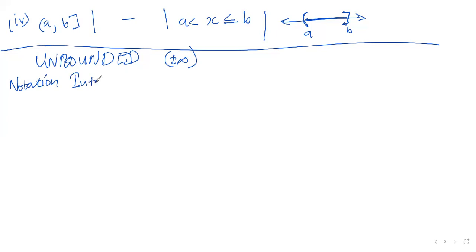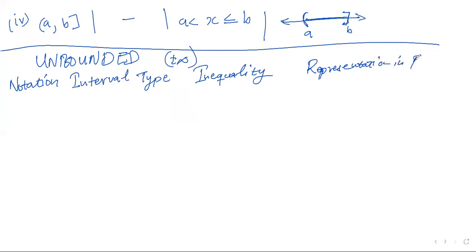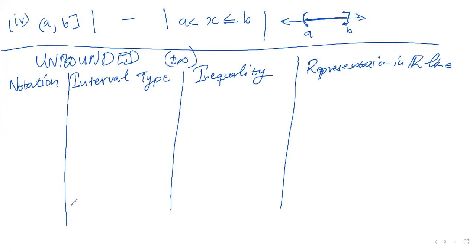So we have notation, interval type, inequality representation, inequality notation, and representation in the real number line. Then supposed to have that, and that. So how many are they? We have 5, I think.